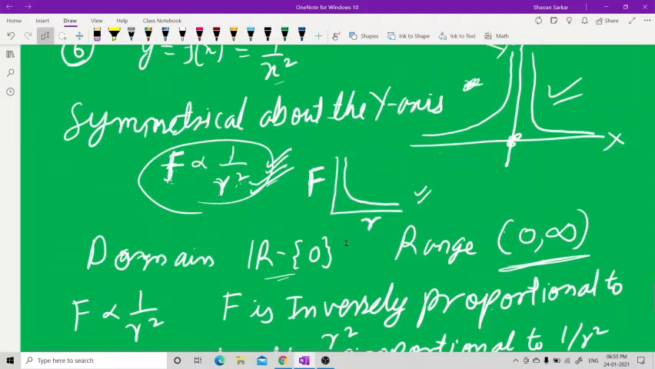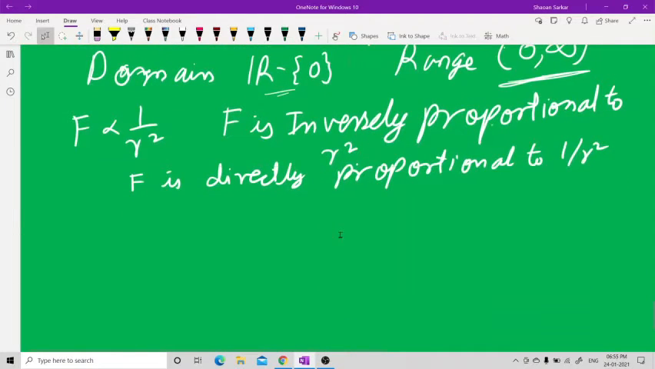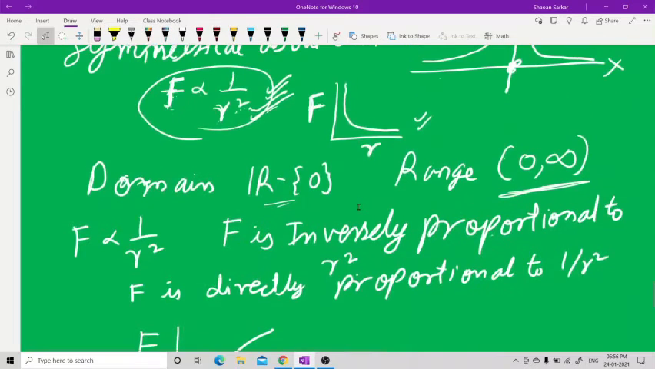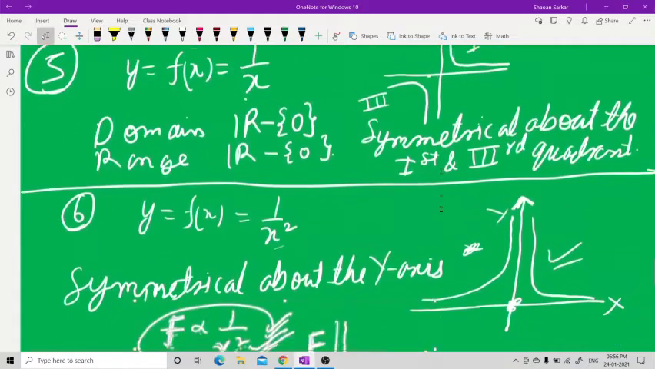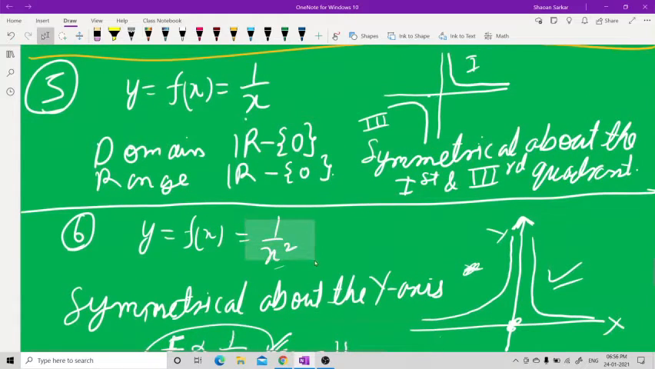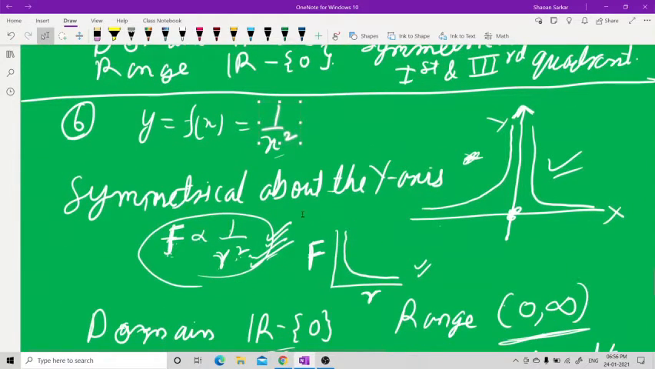If I plot f versus 1 upon r square, I'll get a straight line, because now it is directly proportional to 1 upon r square. Now this was an interesting fact. I purposefully took this example of inverse square law to make you understand why we are doing graphs, so that we know what type of relation will give what type of graph.